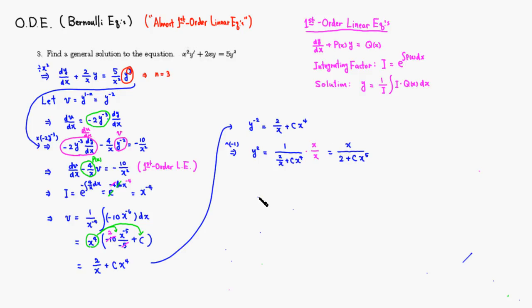Therefore, for the solution, you can take the square root of both sides, then you would have to do a plus or minus. So I'm going to just leave it as y squared is equal to x over 2 plus c x to the 5th power. So I'm going to leave the solution implicit, but I think this looks a little bit better.